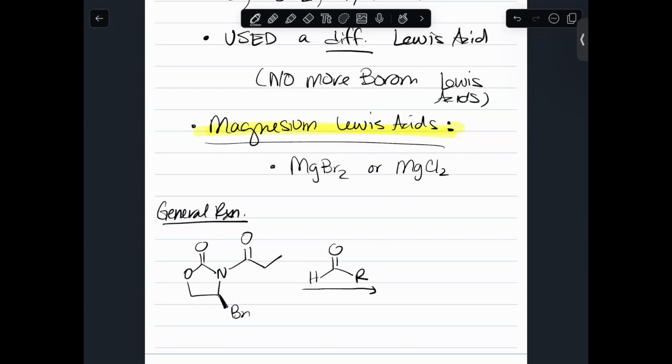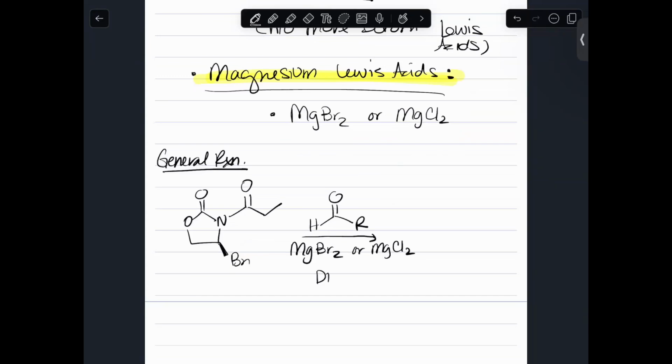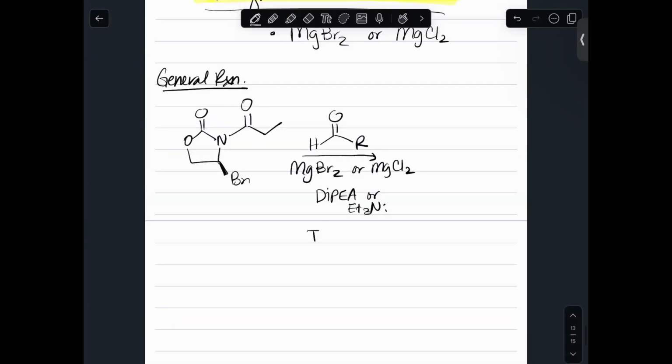And what's so great about this paper is that, again, they use magnesium bromide or magnesium dichloride as their Lewis acid. They continue to use DIPEA or triethylamine as their base. They add their aldehyde in there as well. And then finally, they add TMS chloride. Now, to remind you, TMS chloride is a protecting group, right?